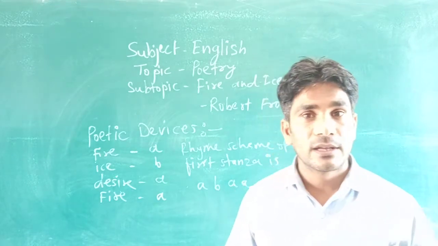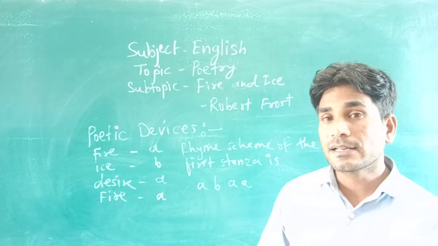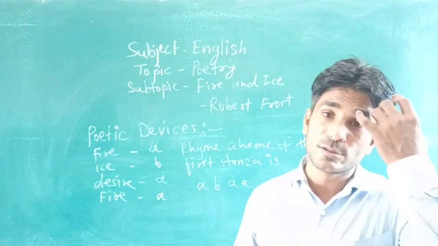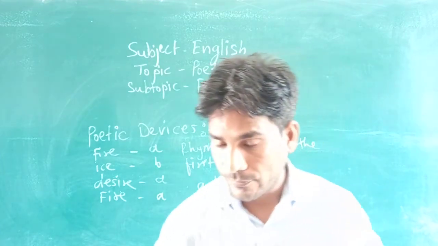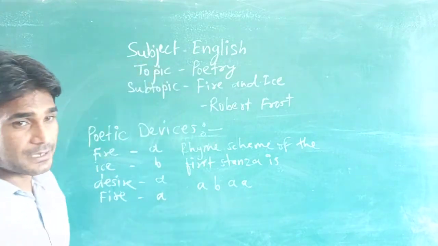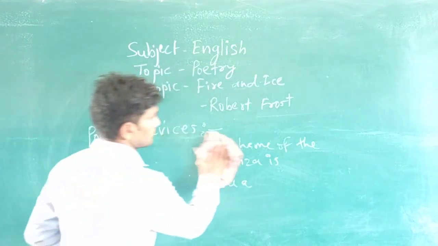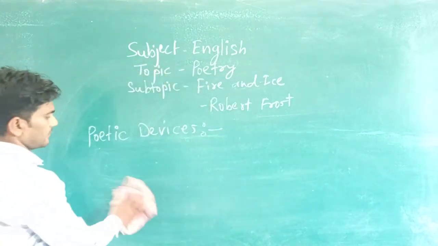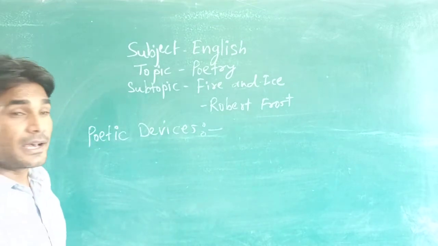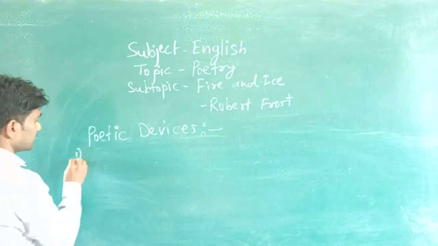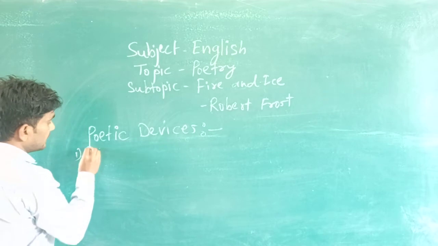Okay, understood. Then we will see another poetic device that is used in the poem. Do write fast. Then another one is alliteration.